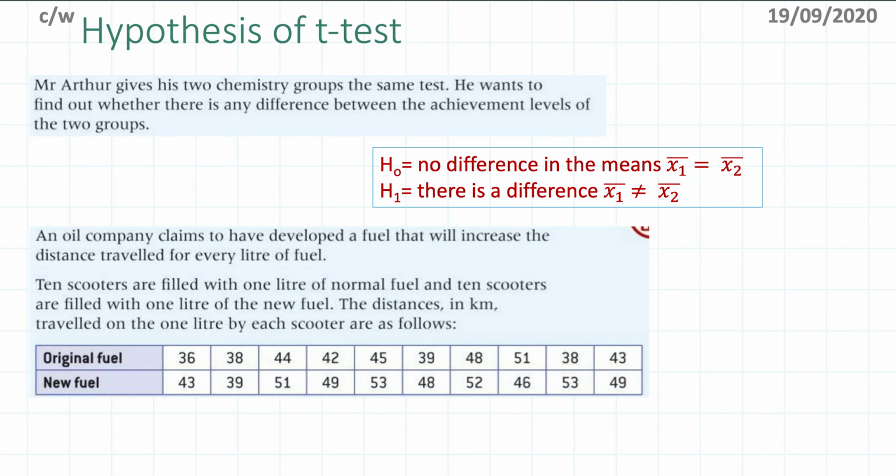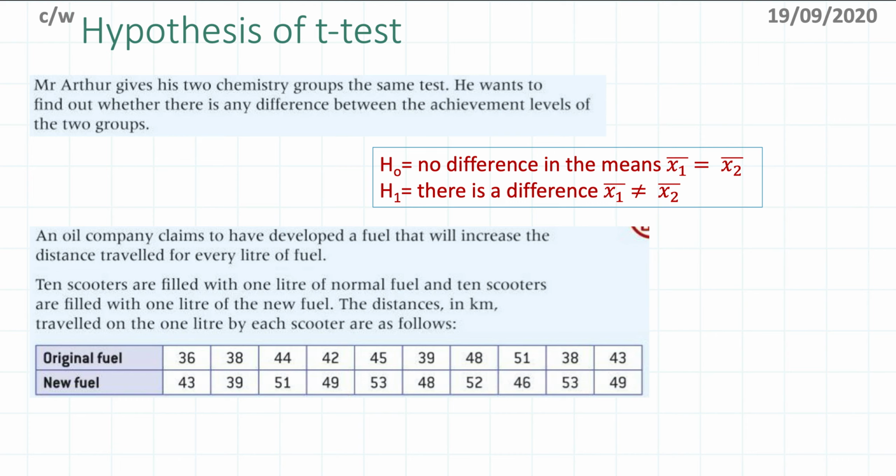In this question, if you pause and read through it, it says that the company claims that they developed a fuel that will increase the distance traveled for every liter of oil. So we have the new fuel for the company, and they're claiming that this new fuel has a higher distance traveled than the original fuel. So it means that the second mean has to be higher than the first mean. So we're looking at a one-tailed test, and we're looking at the fact that the second mean is higher.